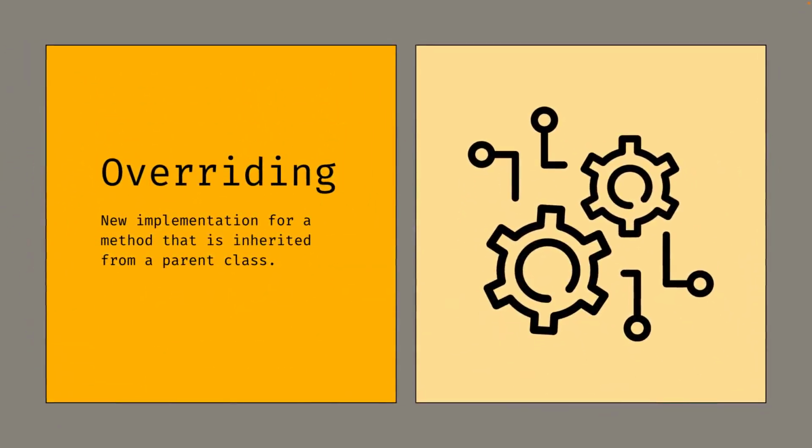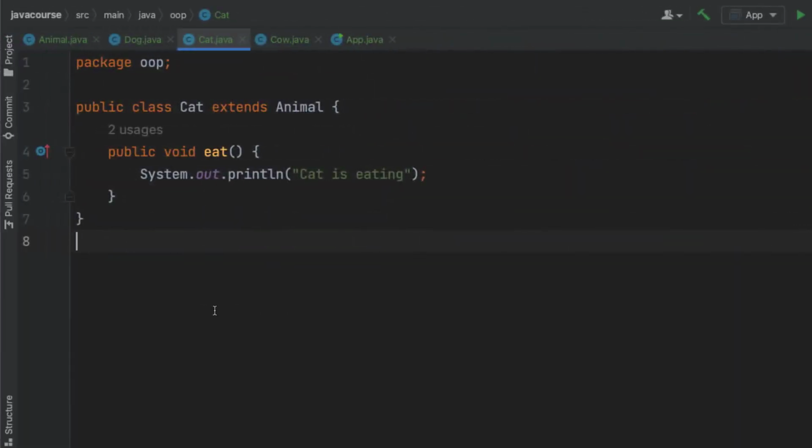Overriding is the process of providing a new implementation for a method that is inherited from a parent class. We have seen this with the eat method. The child classes dog and cat made a more specific implementation for their case. And when the method is called on an object of type cat, the eat of cat would be used instead of the one in animal.